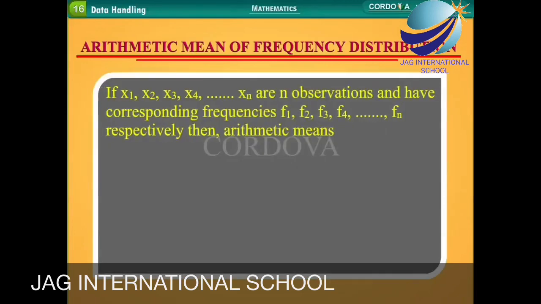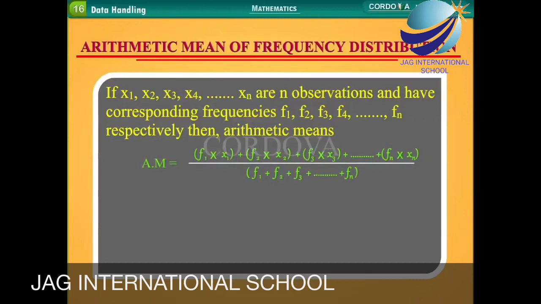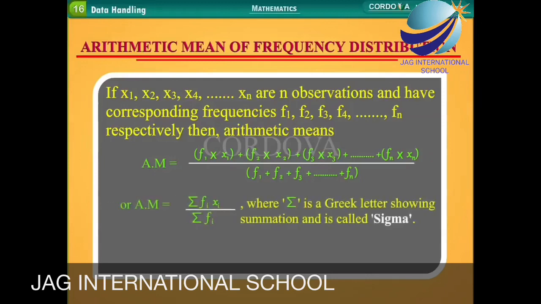If x1, x2, x3, x4 up to xn are n observations and have corresponding frequencies f1, f2, f3, f4 up to fn respectively, then arithmetic mean AM is equal to (f1 into x1 plus f2 into x2 plus f3 into x3 plus up to fn into xn) upon (f1 plus f2 plus f3 plus up to fn), or AM is equal to sigma fi xi upon sigma fi, where sigma is a Greek letter showing summation.